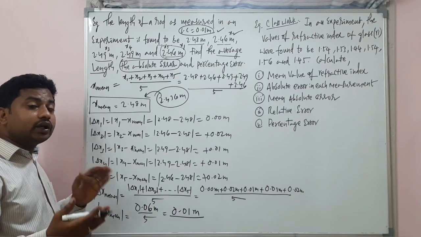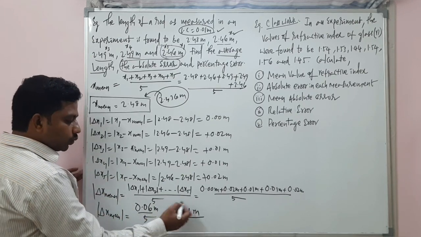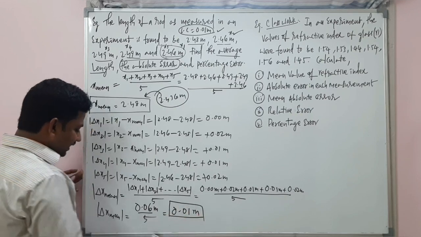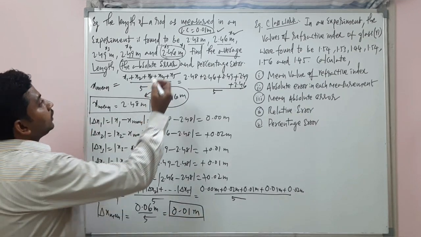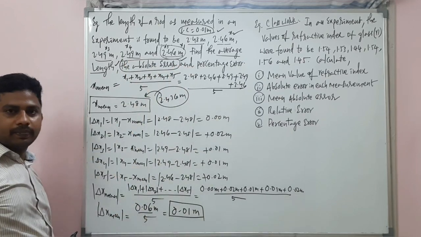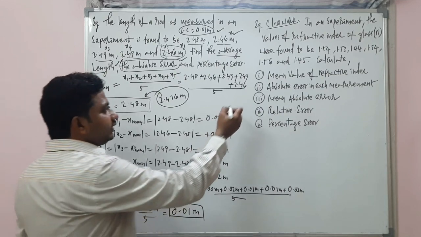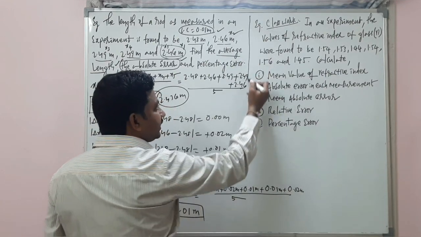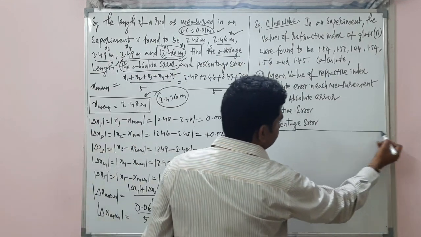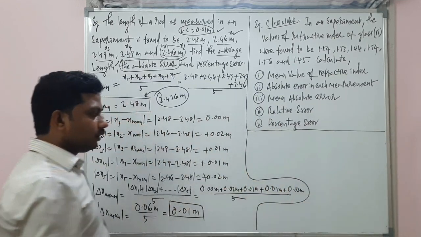Close to, including the round off. Again I am telling you, right? So 0.01 meters you get, which is the mean absolute error. So we have found the average length and the mean absolute error. And the percentage error also you can find out. Anyway, the other question I had given you for the classwork, we can utilize this now.